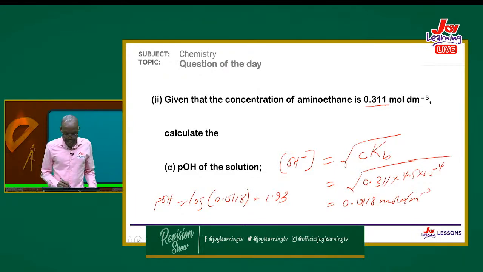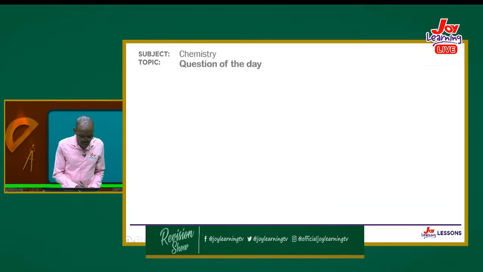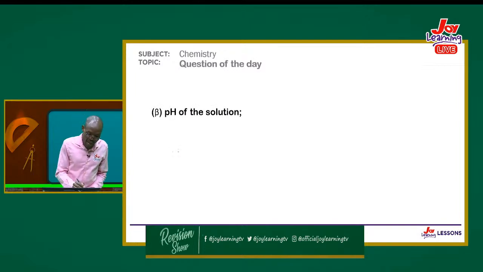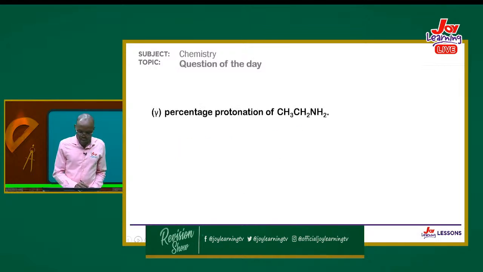So if you do that, you have this one here, you have that one there. Then the next one says we should calculate the pH. So simple, my pH will give me 14 minus 1.93. And that gives me, so simple, 12.1.